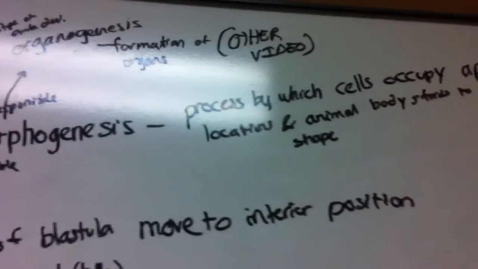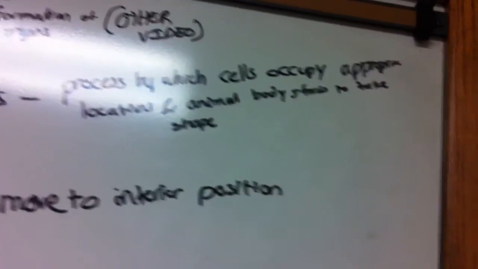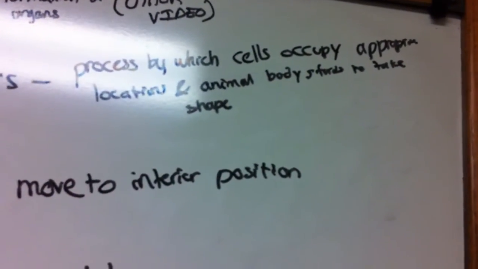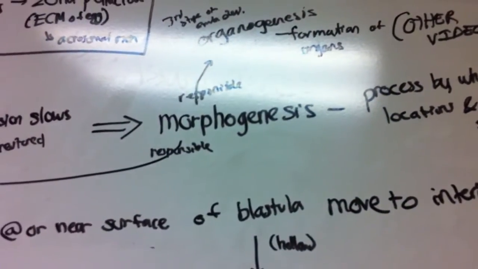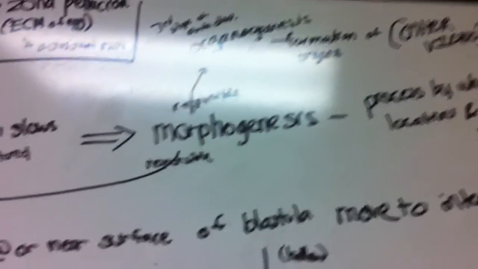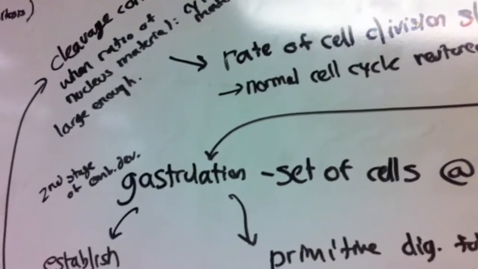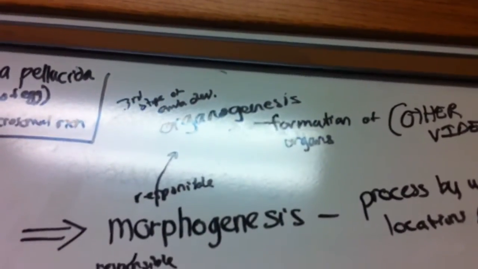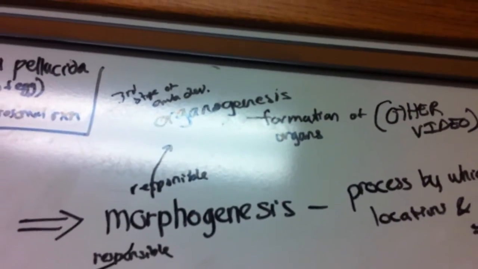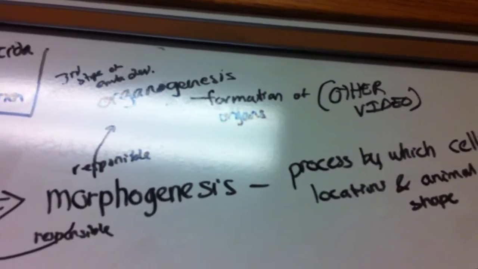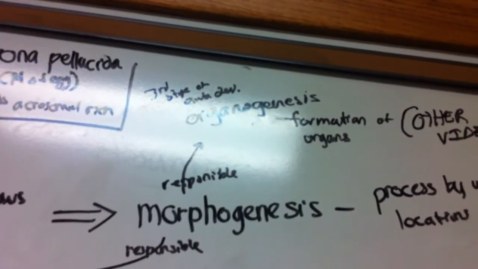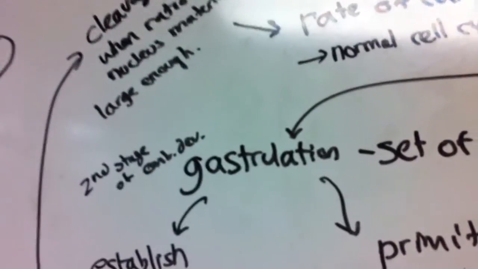Now, we want to start with this process of morphogenesis. Morphogenesis is considered to be the process by which cells start to occupy their appropriate locations and the animal body shape and structure starts to occur. But before we get to morphogenesis, we have 2 things that are responsible for it. One is gastrulation, and the other is organogenesis. Organogenesis, a video that we made before, refers to the formation of the organs. And it's actually the 3rd step in embryonic development. The 2nd step is called gastrulation.